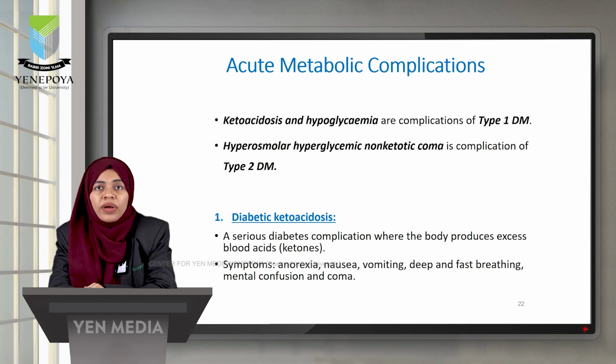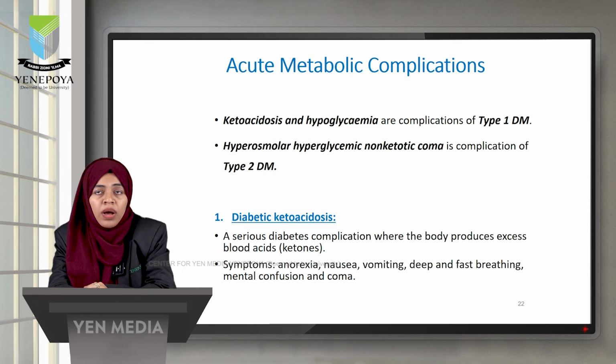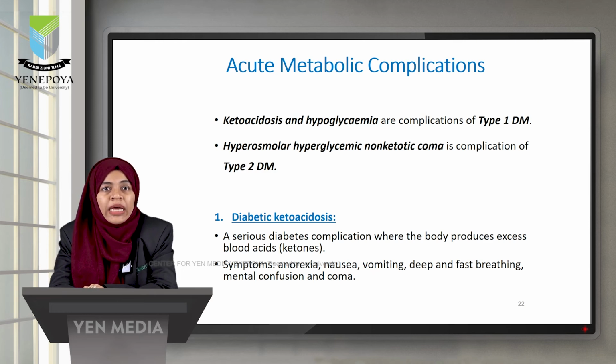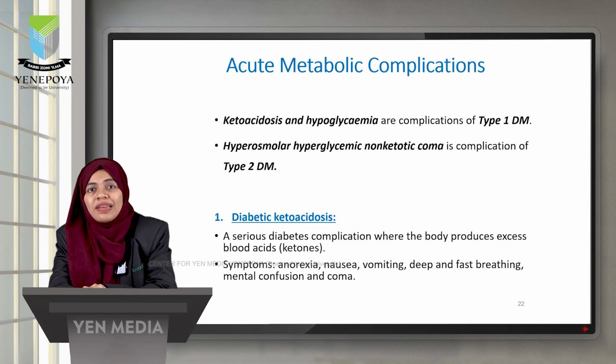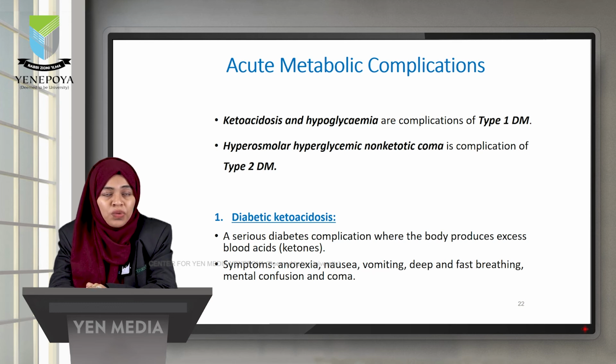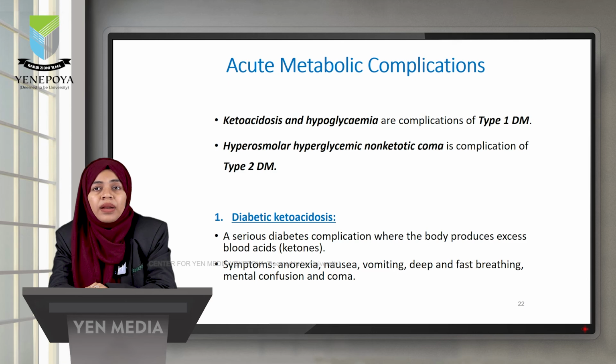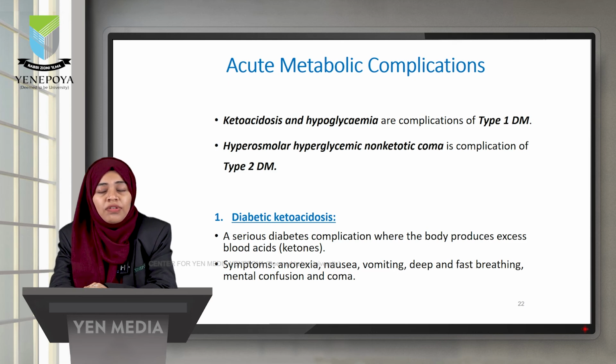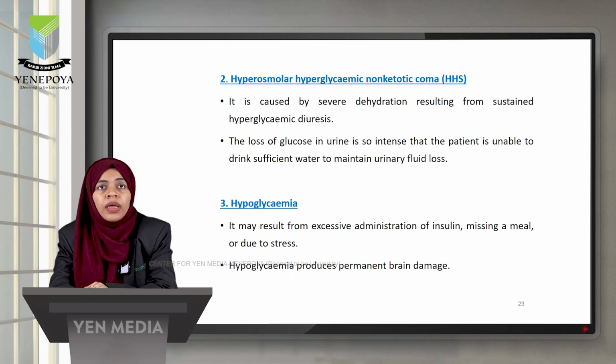What do we mean by acute metabolic complications? Ketoacidosis and hypoglycemia are complications of type 1 diabetes mellitus. Hyperosmolar hyperglycemic non-ketotic coma is a complication of type 2 diabetes mellitus. We'll study what we mean by diabetic ketoacidosis. It is a serious diabetic complication where the body produces excess blood acids, called ketones. The symptoms of diabetic ketoacidosis: a person may feel anorexia, nausea, vomiting, deep and fast breathing, mental confusion, and finally it leads to coma.